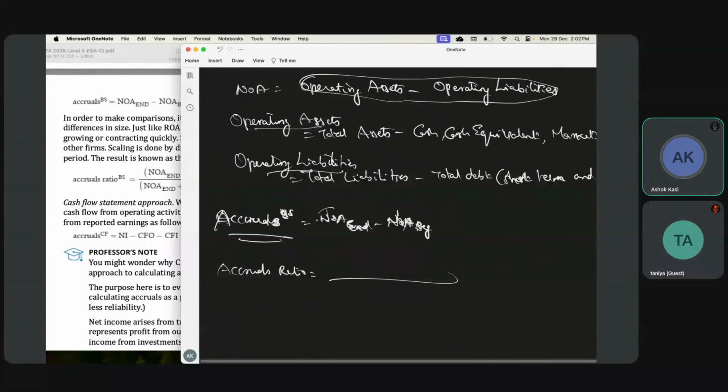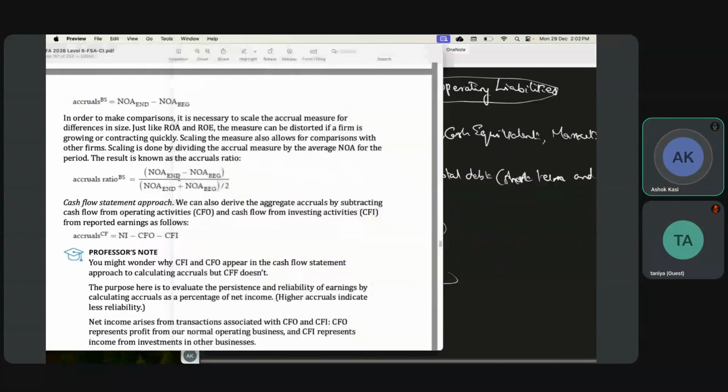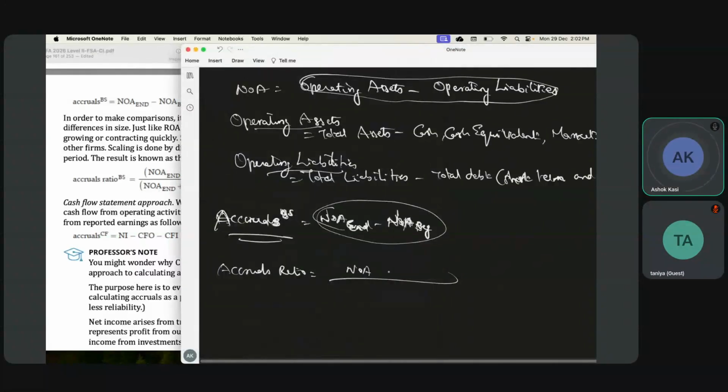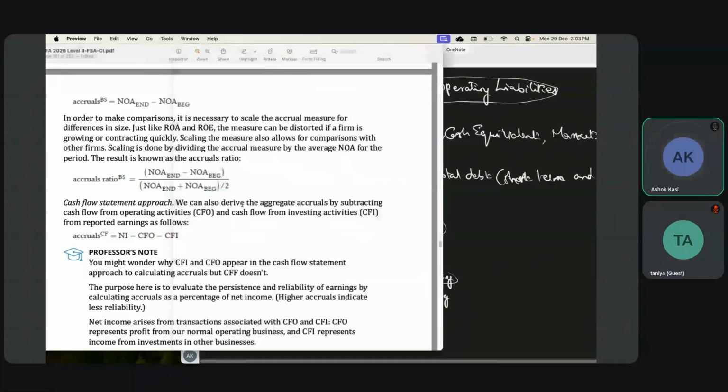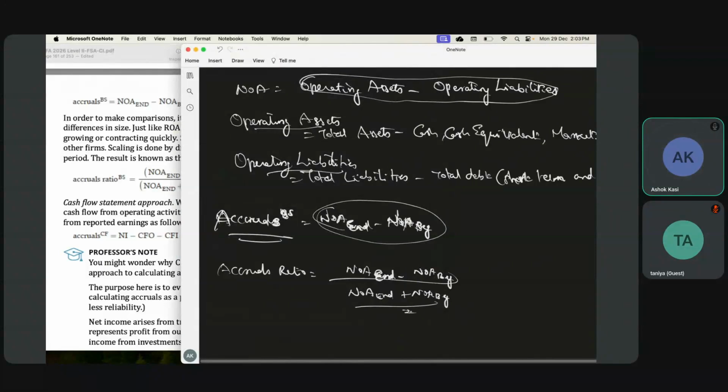And this is the amount. So net operating assets ending minus net operating assets beginning, divided by net operating assets ending plus net operating assets beginning divided by 2. So this is the average. Now why should we do like this? Because it will tell you what the average amount is.